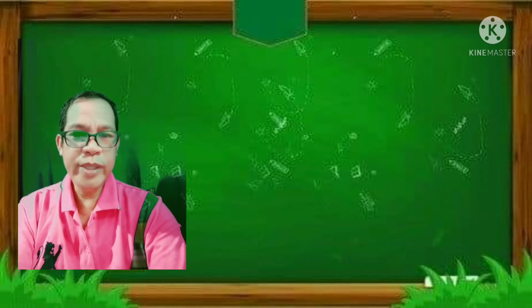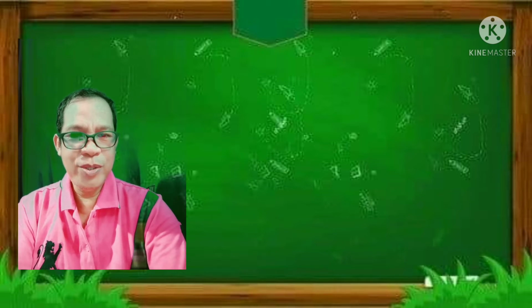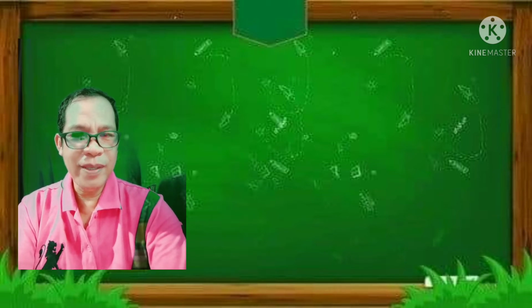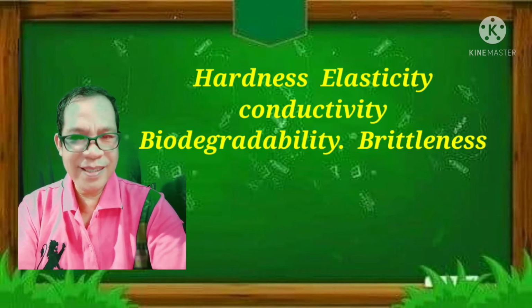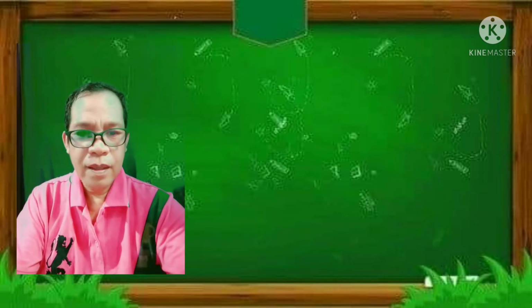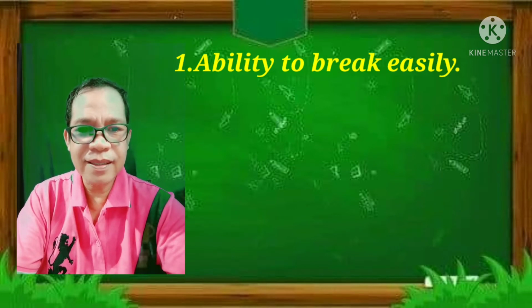Identify which property is being described. Choose your answer from the words in the box. Hardness, elasticity, conductivity, biodegradability, brittleness. Okay, number 1, ability to break easily.